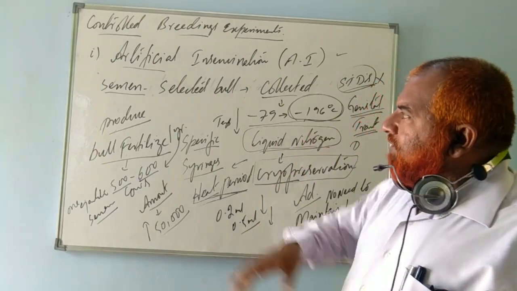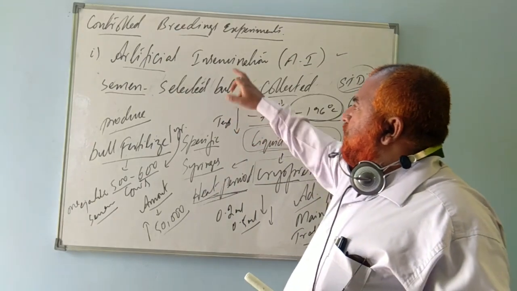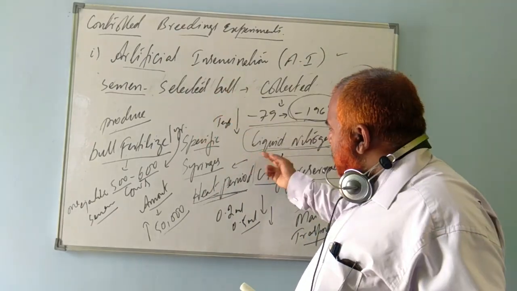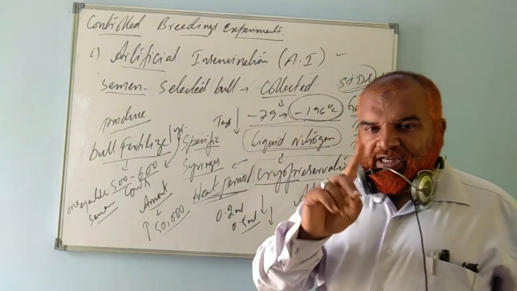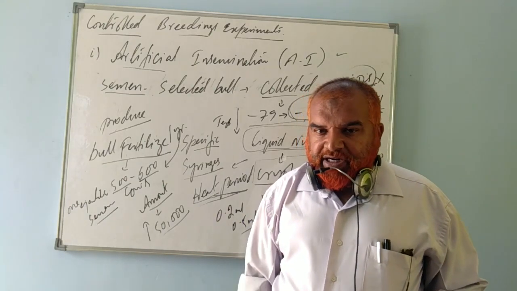In this topic, I have given the introduction to controlled breeding experiments. What are they? Why are they? Definitions of insemination and of cryopreservation. These definitions can be asked for 1 mark also in your final exam. Clear? Do watch this class repeatedly.